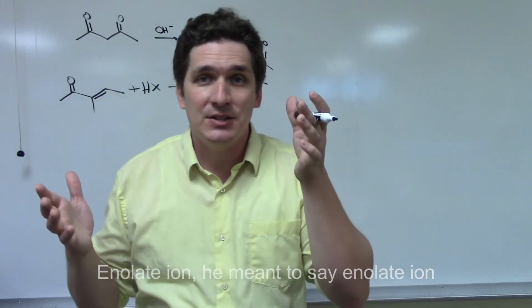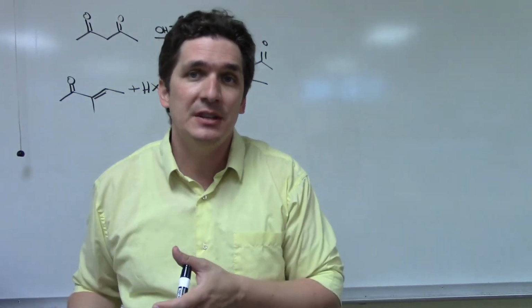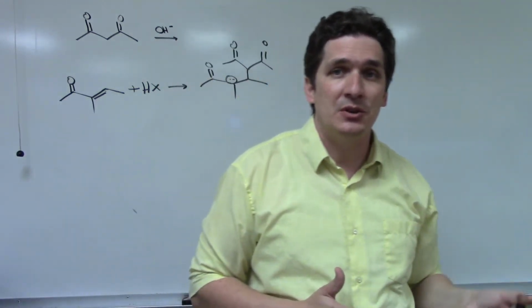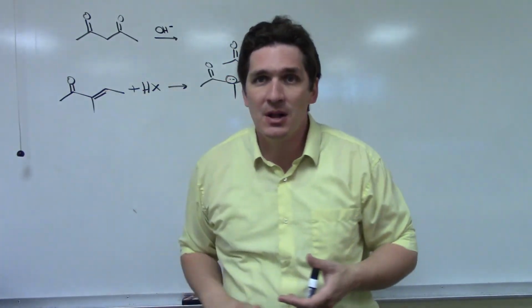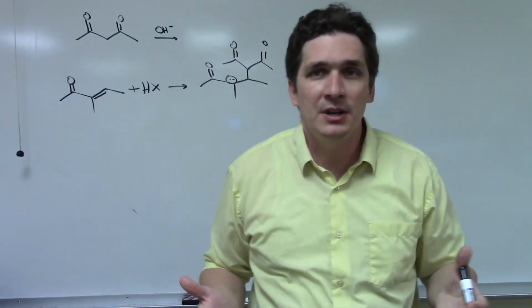That's the Michael reaction in a nutshell. You have a double bond with an adjacent electron withdrawing group. We do an HX addition across that double bond where X is this big molecule, and we're done.